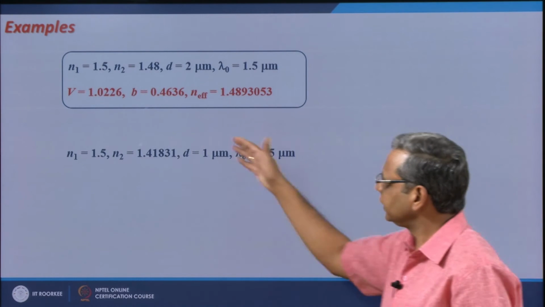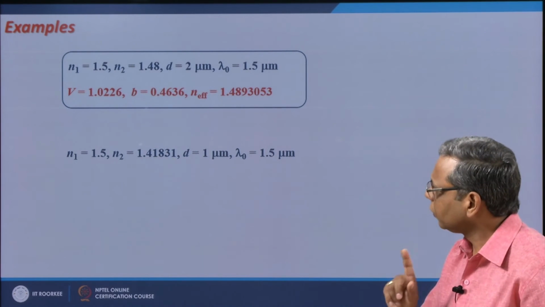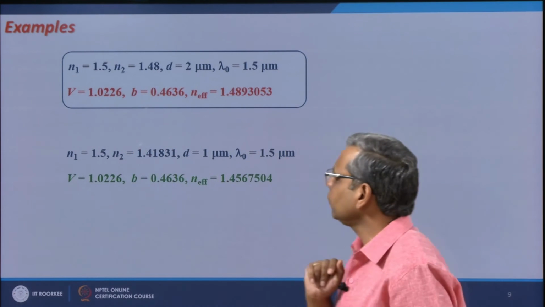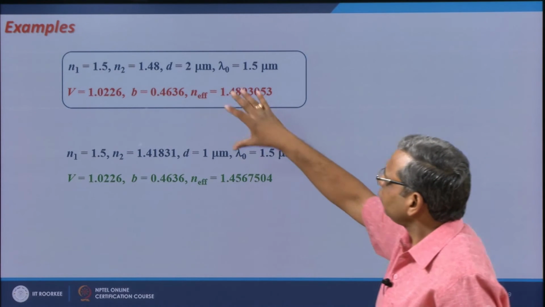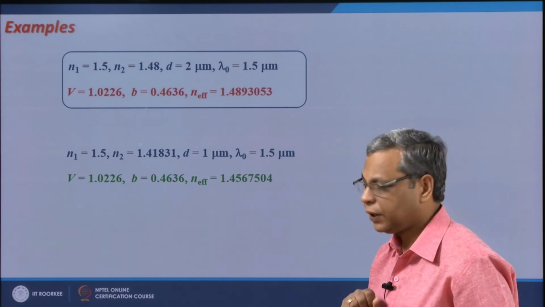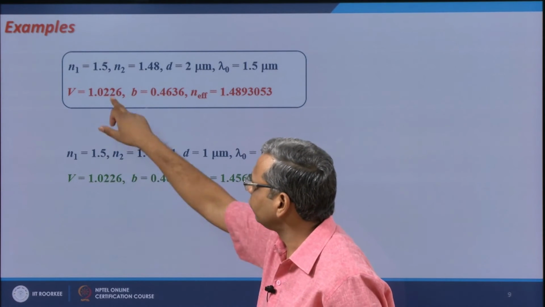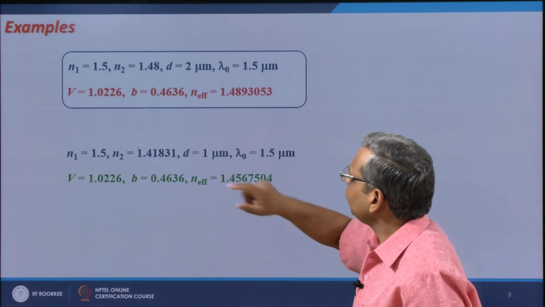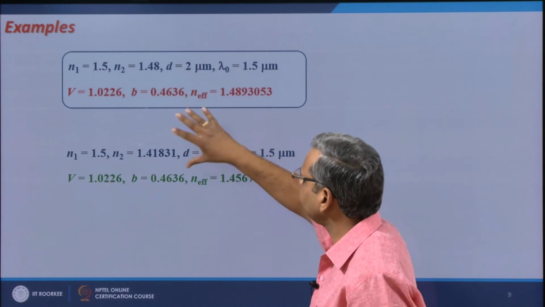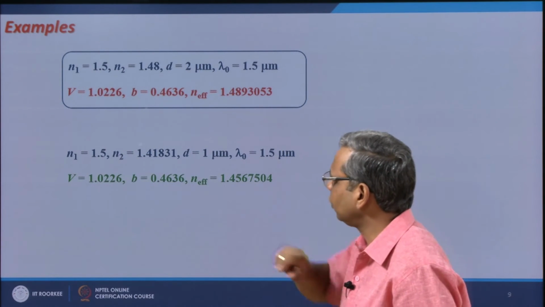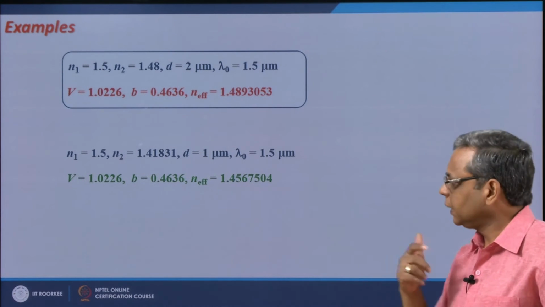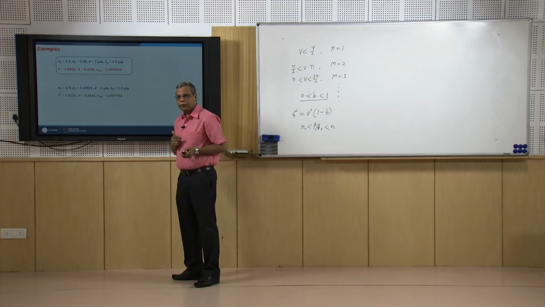I have artificially changed these parameters for achieving the same value of V. What I want to demonstrate is that even if my waveguide is different, but it gives the same value of V, then the value of B is always the same. For the same value of V, even if the waveguide is different, the value of B, the normalized propagation constant, is the same, but the effective index would be different now, because N1 and N2 are different.